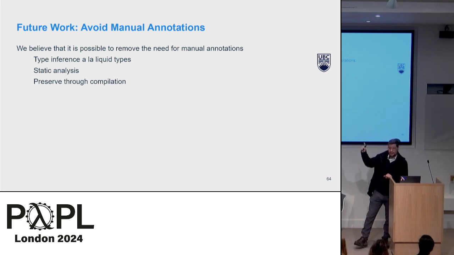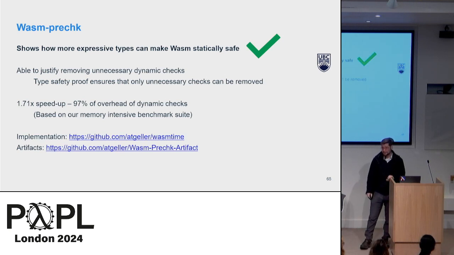Now, I did have to provide some information to the type system so that we could justify this, and preferably this wouldn't be the case. So we have a few ideas for how to get rid of that, including some sort of type inference or a static analysis. If you remember the example, then something like perhaps just a range analysis might do the job. Finally, you might preserve it through compilation through something more high level. So that's been Wasm-prechk. Thank you.